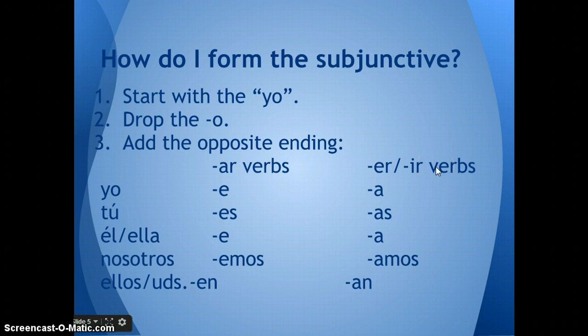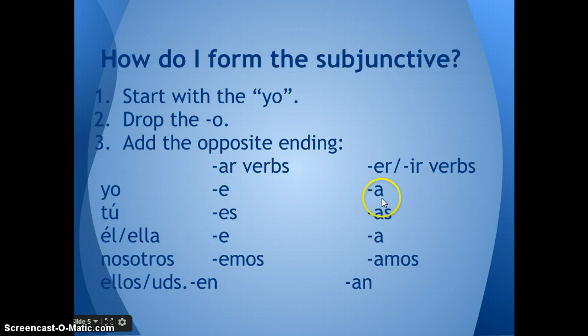Okay. Example, if you want to use the verb tener, you want to say it's important that I have. So if we need to change I have into the subjunctive, you start with the yo form, which is tengo. You drop the O, so then you've got teng. And then you add the opposite ending. Tener is an ER verb, so you're going to add it.